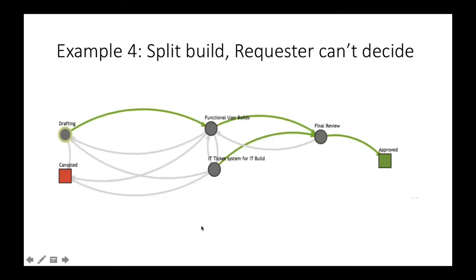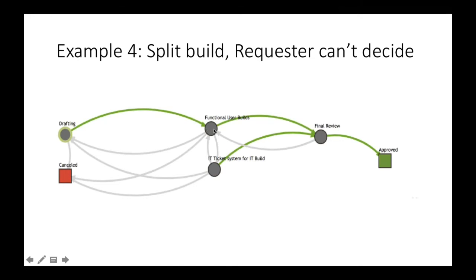This is a design where they felt in their community that the requester could not decide. Maybe their requester was a more casual data user, and they would just not know what to do. And so they gave a single path, although there's quite a bit of alternate paths here. The requester is really just able to, actually you can see that all the requester can do is go to functional user builds or to a cancellation. So the buttons for this requester are much simpler.